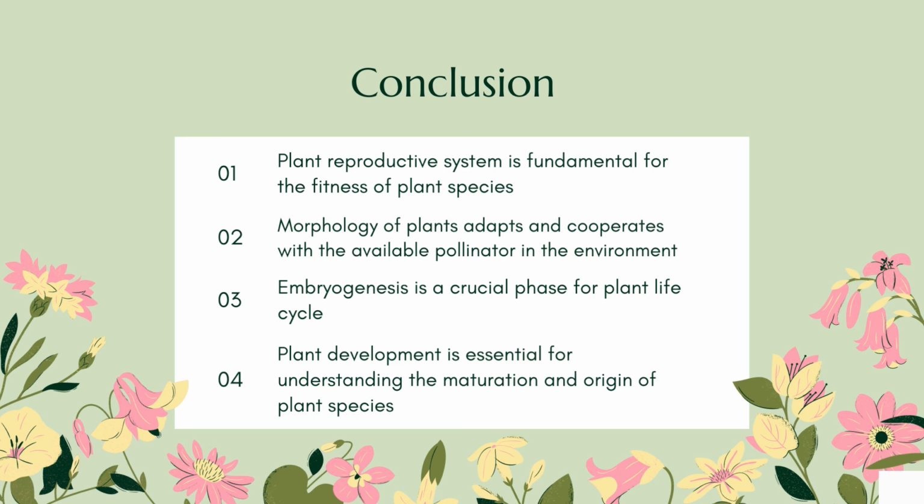In conclusion, studying the plant reproductive system is fundamental for the fitness of the plant species, which means that a detailed knowledge can cultivate species and assess the adaptive significance and homology of descriptive characters used in plant systematics. Next is that the morphology of plants adapts and cooperates with the available pollinators in the environment, which means that factors coexist in order for the species to thrive, that serves mutual symbiosis among species that entails succession of generations of both pollinators and fruit and seed production.